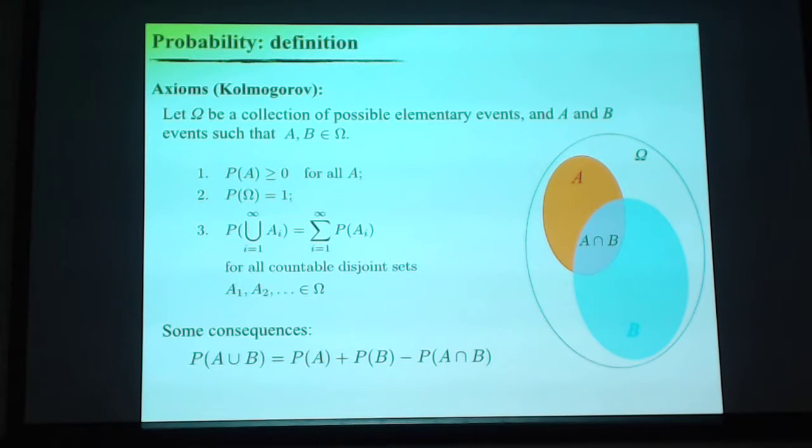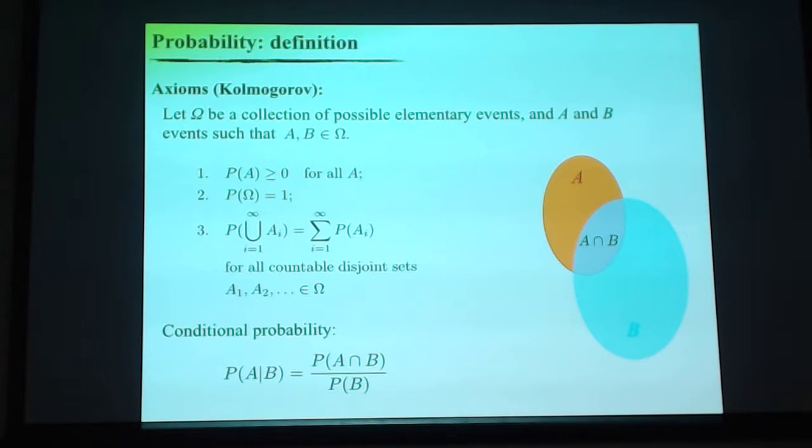Another consequence is that the probability of the union of this whole thing is equal to the probability of each of the elements, but you have to remove the probability of the intersection, because you counted it twice. And another interesting thing, that again Bayesian statistics is based on, is the conditional probabilities.